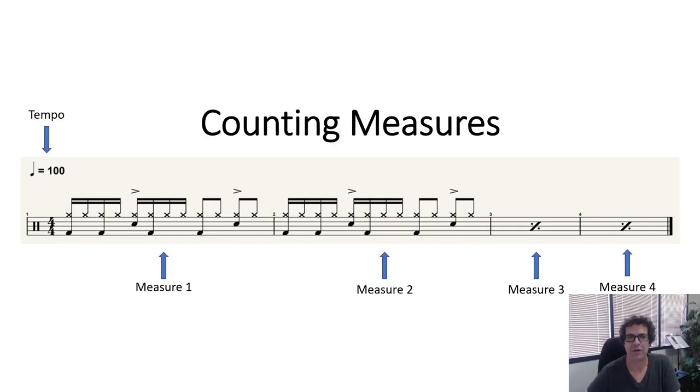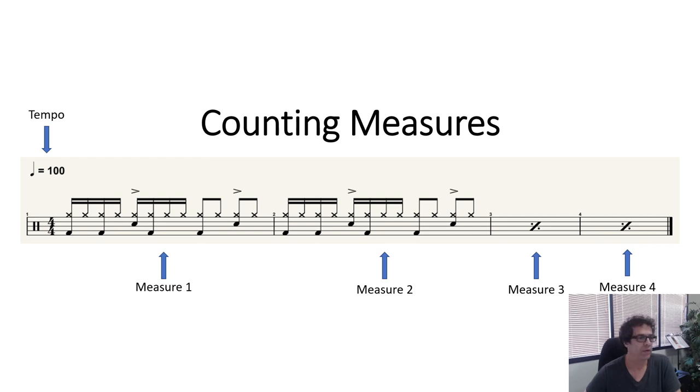All right, counting measures. So how do we count measures? What is a measure? And what is this thing over here, this tempo and this little quarter note equals 100? What does all that mean? So these are our measures. We already know our time signature is 4-4, so we have four beats to a measure.